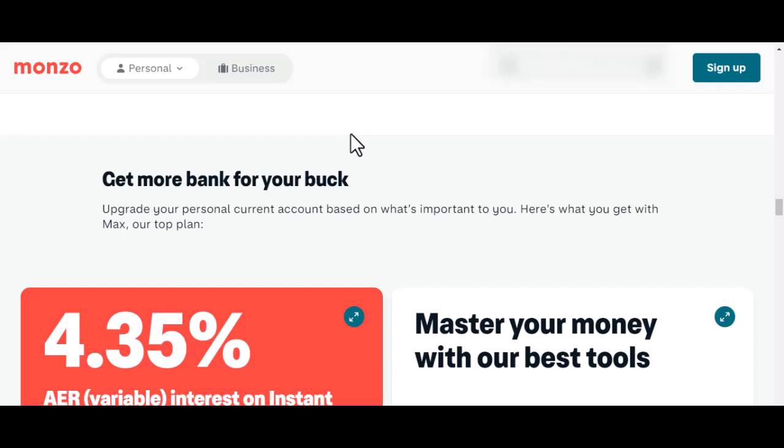Conclusion. So, can you send USD to a Monzo account? Absolutely. While there might be a few steps involved and potential fees to consider, it's generally a straightforward process. With the right information and a bit of planning, you can easily transfer your USD to your Monzo account and enjoy the benefits of a digital banking experience.